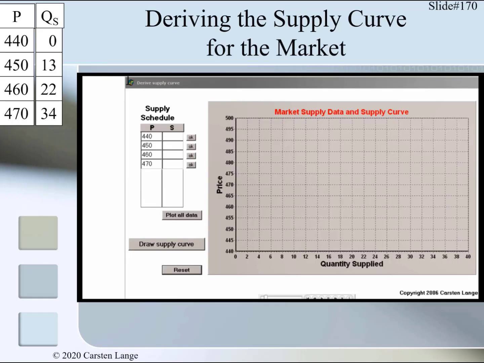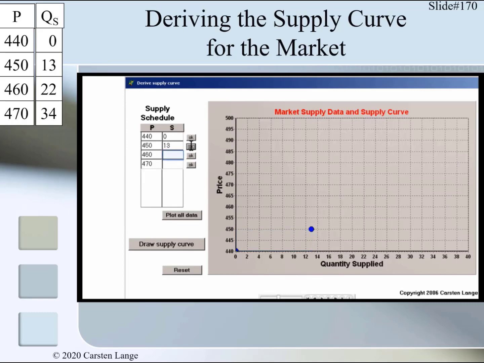We start again with copying and plotting the data points from the supply schedule. If the price is 440, the quantity supplied in the wheat market would be 0. Click OK to plot the data point. You can see in the diagram that the data point was plotted correctly. If the price is 450, the quantity supplied for the whole wheat market would be 13. Click OK to plot this data point. Check the diagram. If the price is 450, the quantity supplied is 13.